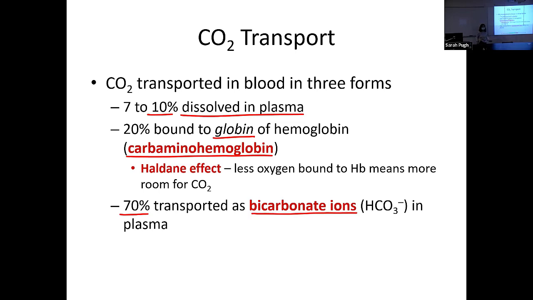Does that sound familiar, bicarbonate? Does anyone know what bicarbonate is? Bicarbonate is a buffer. So remember, we have talked about how your blood pH is so important. We have to maintain a blood pH of about 7.34, 7.35, right in there. When we convert CO2 into bicarbonate, it's acting as a blood buffer. So it's actually helping to maintain our blood pH. So the majority of CO2 gets transported as bicarbonate.